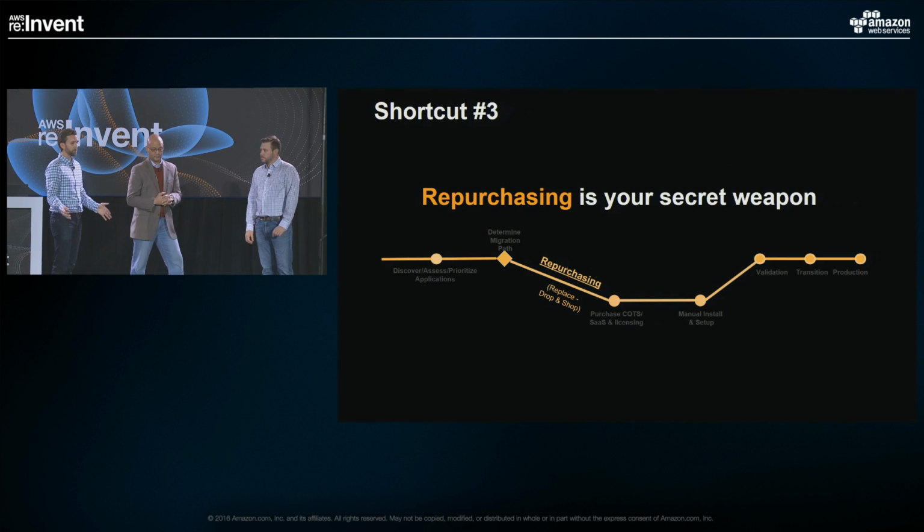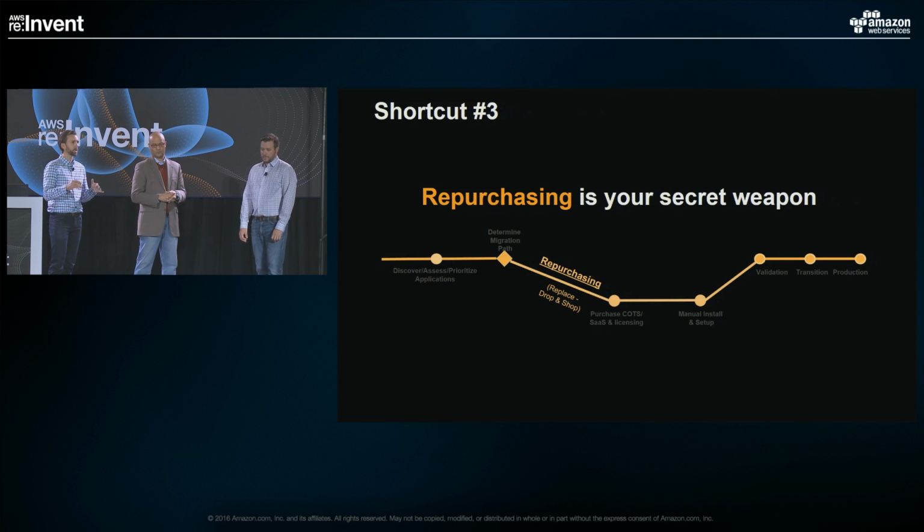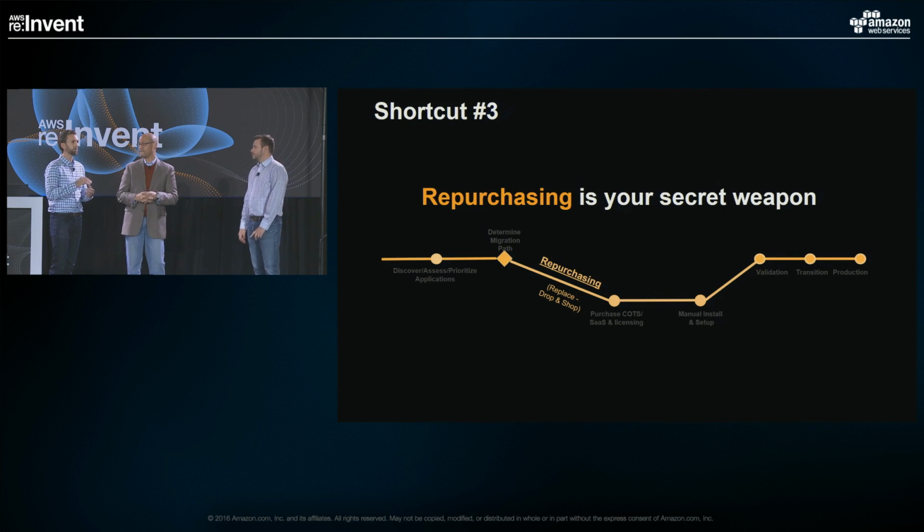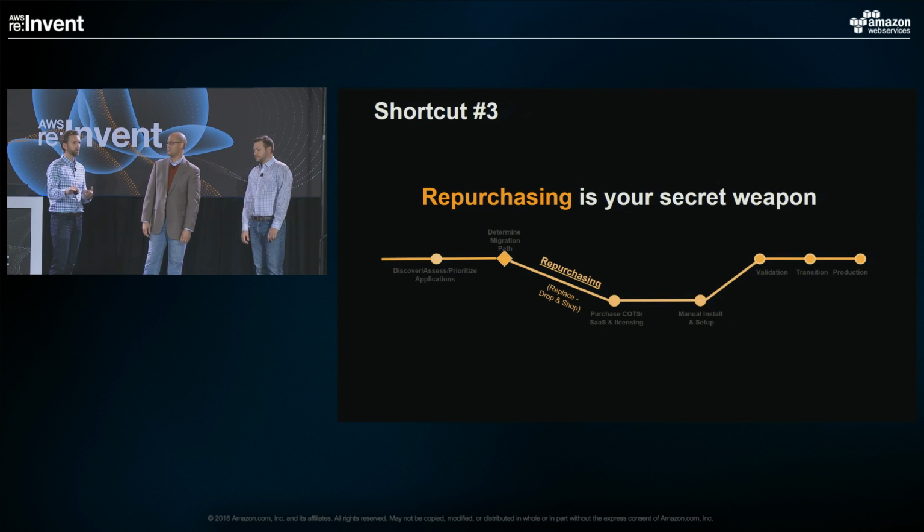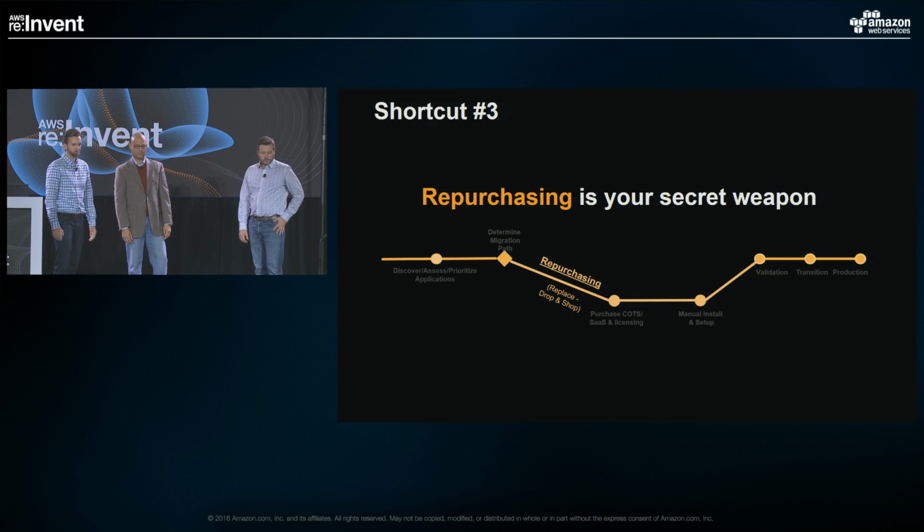So shortcut number 3, repurchasing is your secret weapon. It's not just about AWS Marketplace. It's about working with your vendors that you already use, especially in that COTS landscape, that commercial off-the-shelf landscape, to ask them if they can work with you on the cloud to help you accelerate your cloud adoption strategy.